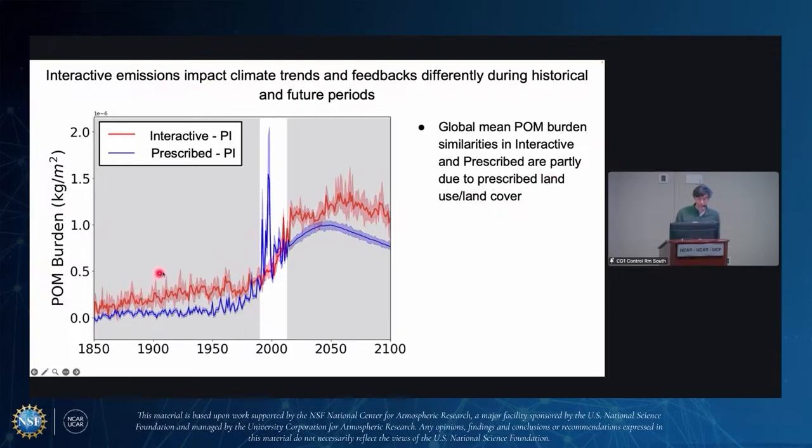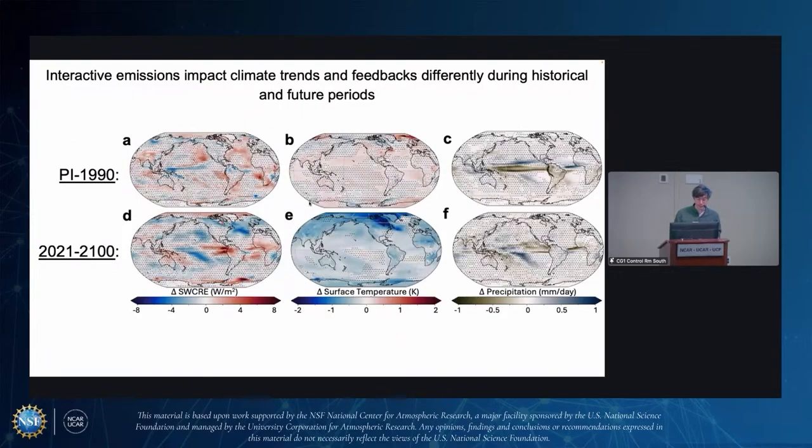But notably, there are differences in the historical period and late 21st century. So that's why I'm highlighting these. And I want to understand the evolution between these two periods. So to understand the evolution, I'm looking at the change between the pre-industrial to 1990 versus the change from 2021 to 2100 in these different climate fields.